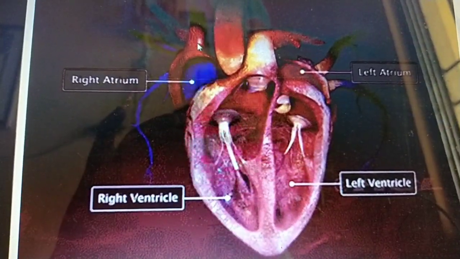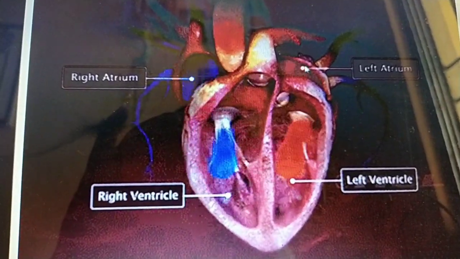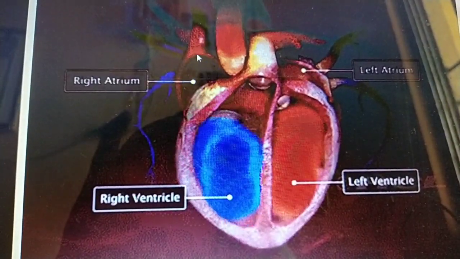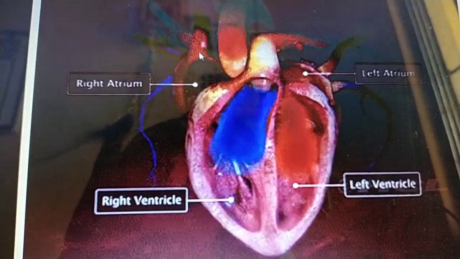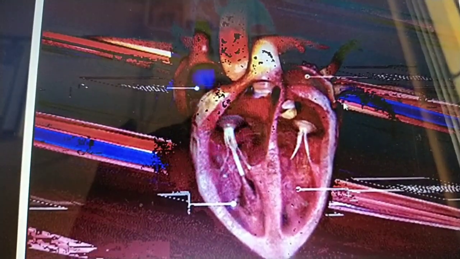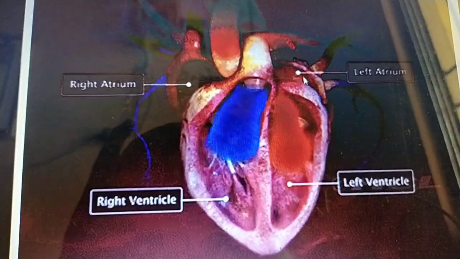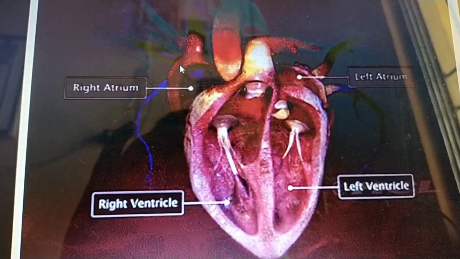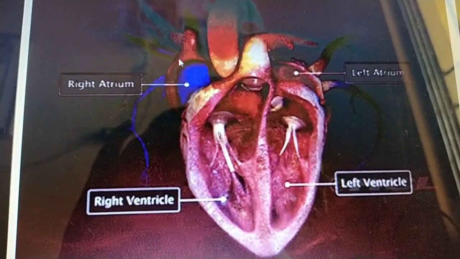The right atrium is open superiorly by the superior vena cava and inferior vena cava. On the left side, it is open superiorly by the pulmonary veins. Another thing you can see here, the atrium is a thin walled chamber.